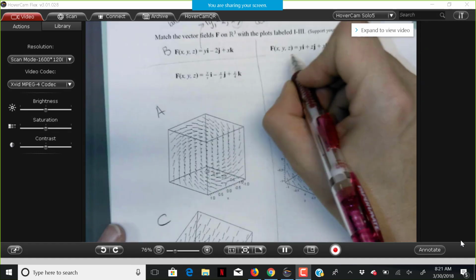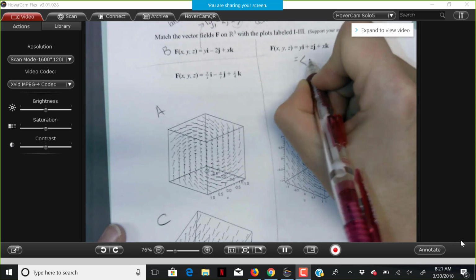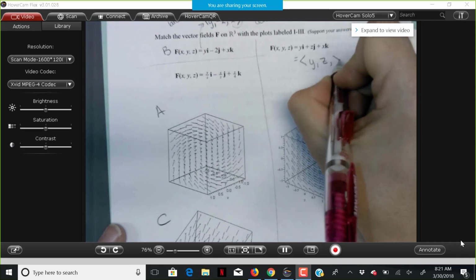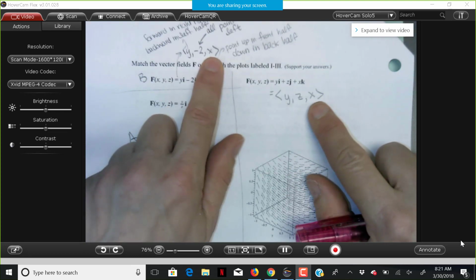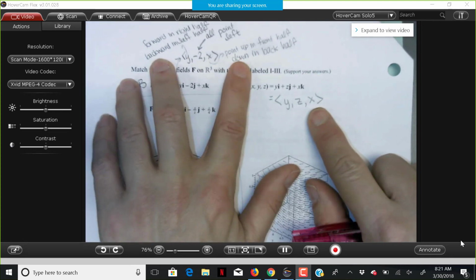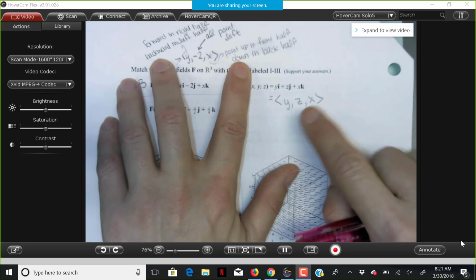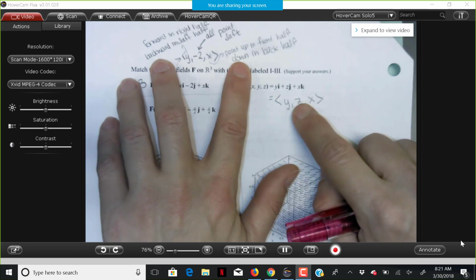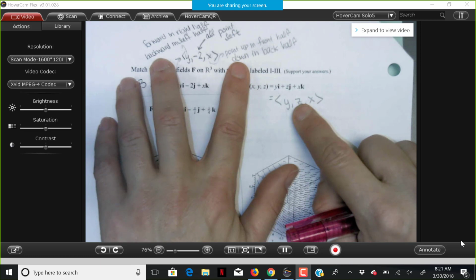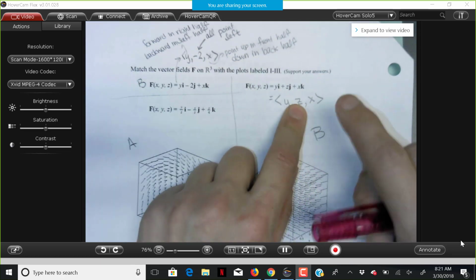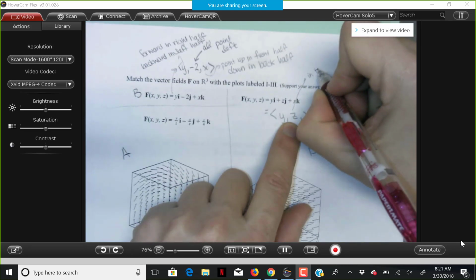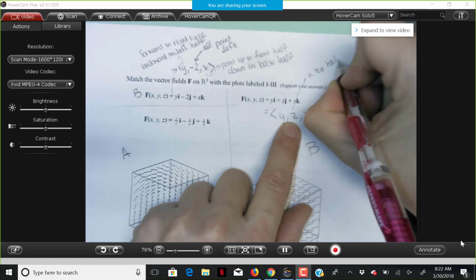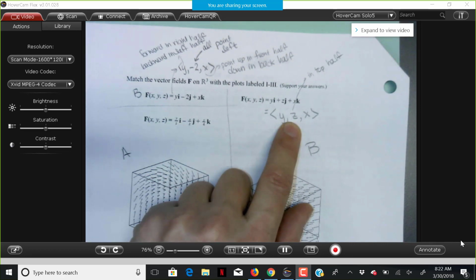Now F, if I put that in bracket notation, would be ⟨Y, Z, X⟩. So the Y is in the first and the X is in the last, and I've already talked about what that means in terms of the vector field. And now Z is in the middle. If Z is positive, that means we're in the top half of the graph. In the top half, the middle component of our vector will be positive.